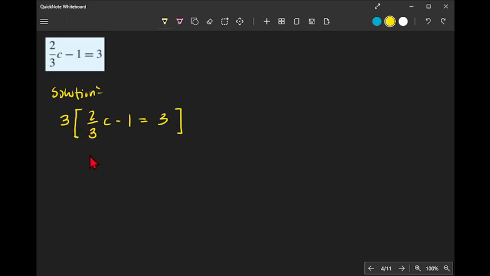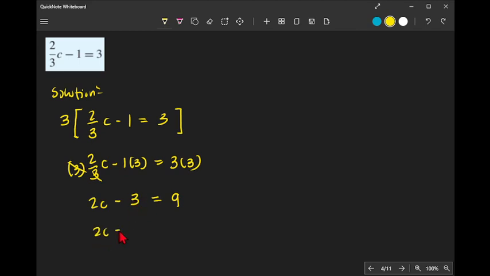So what will happen now is we have 2 over 3, so this will be multiplied by 3. So 3 times 1, so we have 1 times 3 here. So 3 times 3, so this will be 3 times 3. So the 3 is multiplied in all of the terms or all parts of the equation. So this will be cancelled out. I forgot to write here the c. So now we will have 2c minus, that is 1 times 3, this is 3, is equal to 9.